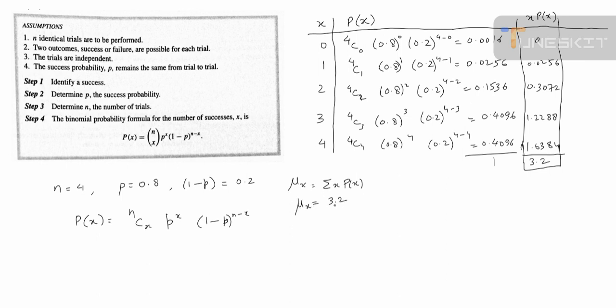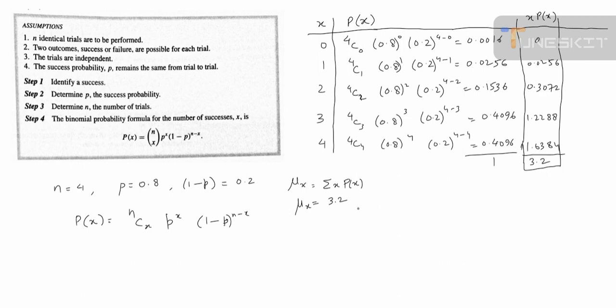So mu of random variable x is 3.2. So on the average, we get 3.2 as the mean value. And what does it imply? That on the average 3.2 patients will be cured. On the basis of this experiment, if the probability of success is 0.8 and we have tested this medicine on 4 patients, this would represent the mean number of patients that may be cured.